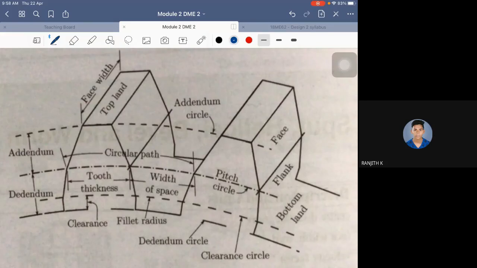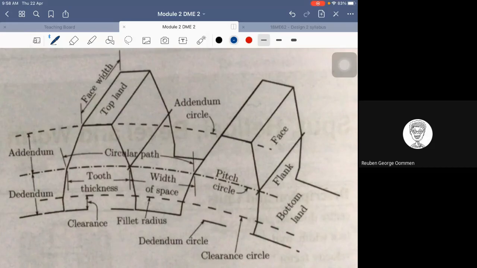Okay. Yes, sir. Any parameter that you have recognized, that you have understood? Sir, pitch, sir. Pitch, what do you mean by a pitch? Distance between two consecutive points.